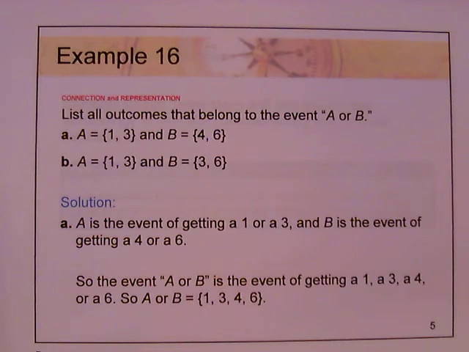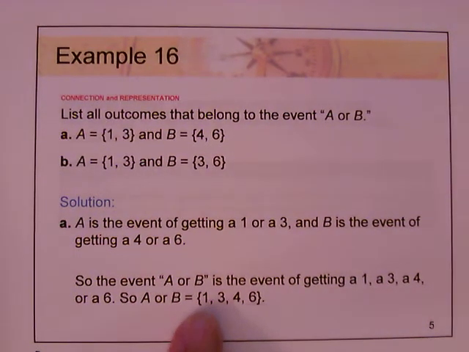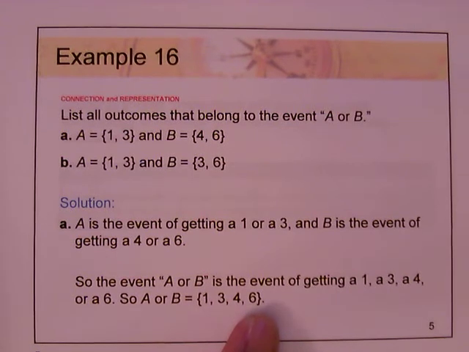So in part A we got A, which has these elements 1 and 3, and B has these elements 4 and 6. So here A is the event of getting a 1 or 3, and B is the event of getting a 4 or 6. So the event A or B is the event of getting a 1, a 3, a 4, or a 6. So we're just combining the two together. So A or B would be this: the elements 1, 3, 4, and 6.